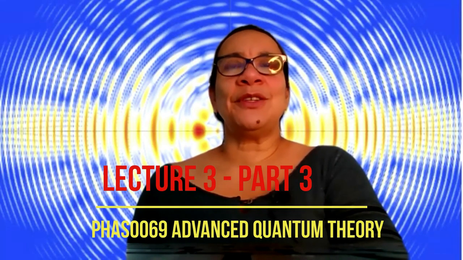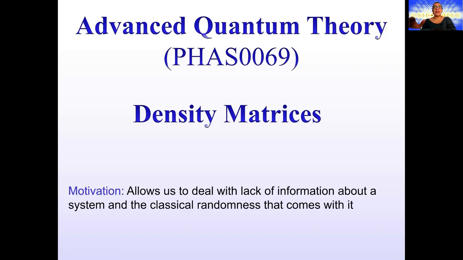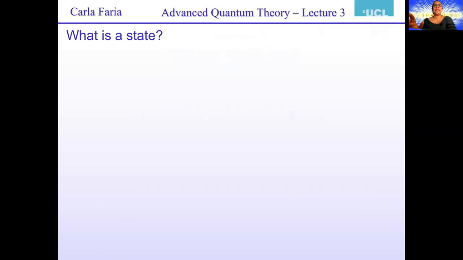Hello, good afternoon, everybody. What I'm going to do now is talk about density matrices. Our main motivation for looking at density matrices is to deal with lack of information about the system and the classical randomness that comes with it. Many times when you're trying to describe experiments or physical systems, the information that you have is incomplete, and you have to find a way of working with this incompleteness.